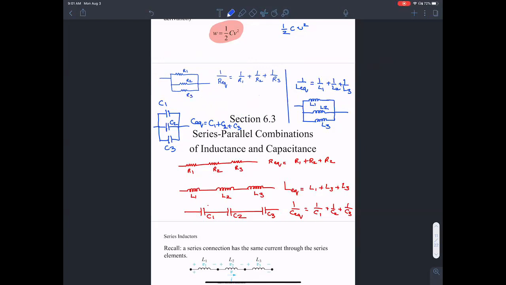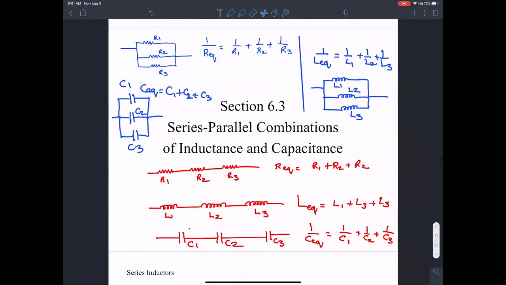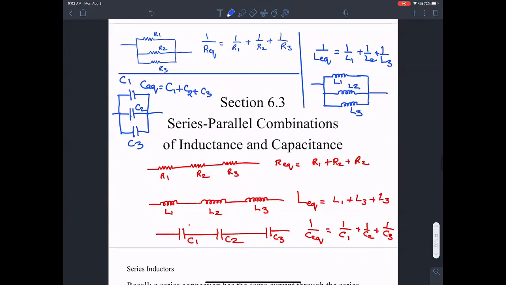So that's the idea of capacitances in series and parallel. Very simple idea, something that you may have already seen in your physics course or your high school courses. It's just a recap here. Questions so far, please. Series and parallel combination of inductances and capacitances.